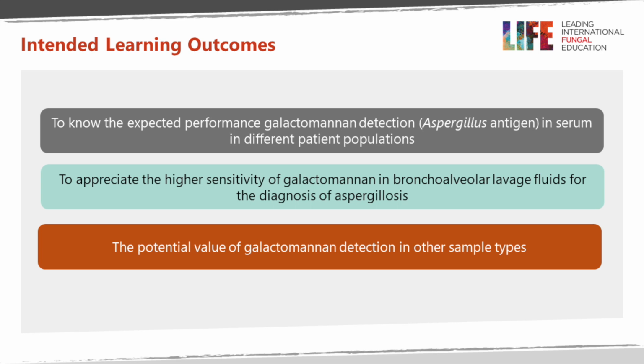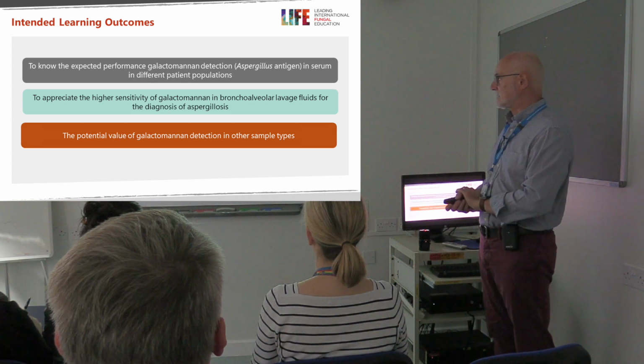So there are a number of intended learning outcomes, ILOs, and first of all we're going to learn about the expected performance of Galactomannan detection. So this, as I've said, is a particular antigen of Aspergillus, and as we'll see, it's not specific to Aspergillus, it's a pan-fungal test, but in serum in different patient populations. This test, or this whole concept, can be used for other body fluids, as we'll hear about briefly, for example, bronchoalveolar lavage, BAL. And that really is the second learning outcome.